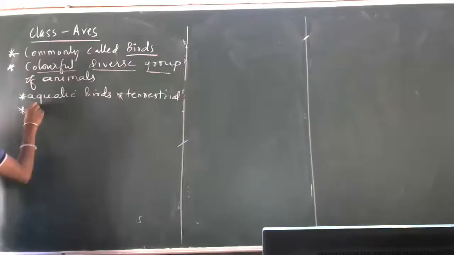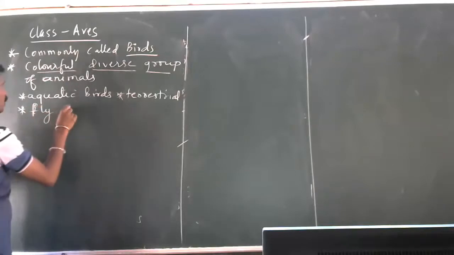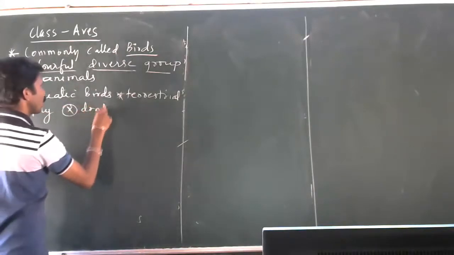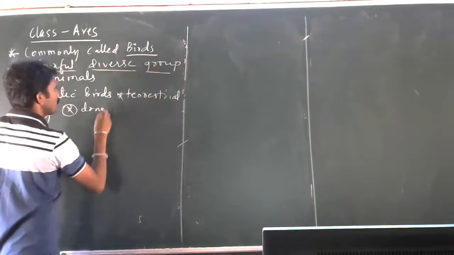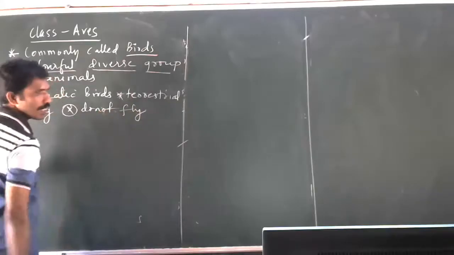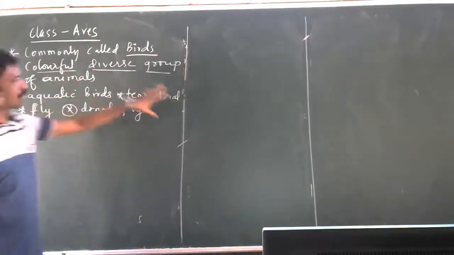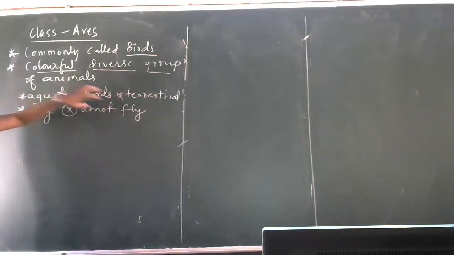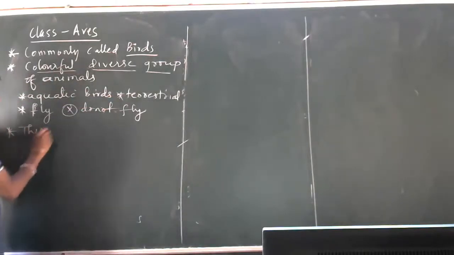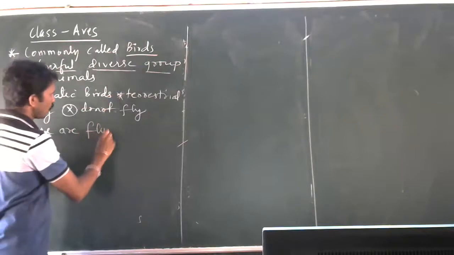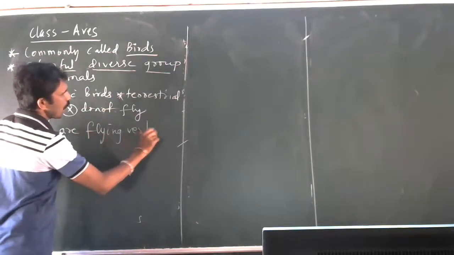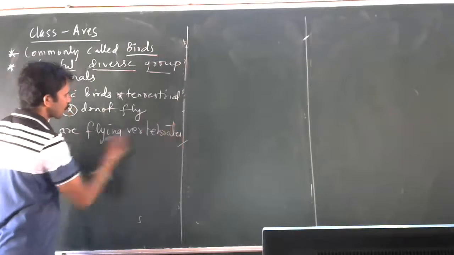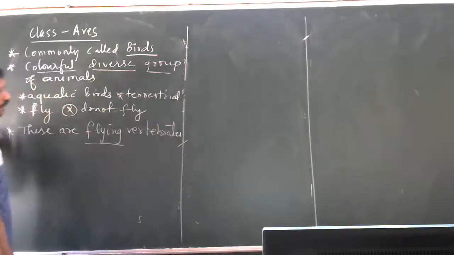They can fly, and some do not fly. Flightless birds are there. Like this, there are many types of birds. That's why it is a diverse group. These are flying vertebrates. They are the only vertebrates which can fly. That's why they are called flying vertebrates.